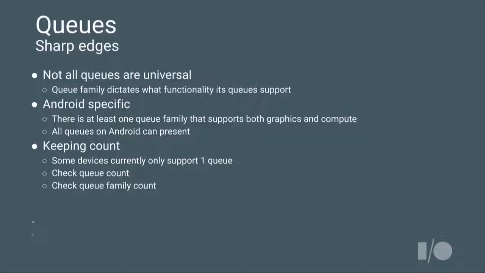And this almost goes without saying, but it's worth saying. You got to keep kind of precise counts on the queues. There are devices that only support one queue. So if a device supports one queue, it implicitly only has one queue family. So you want to check these properties before you start creating queues, because if you try to create more than one queue on a device that only supports one queue, you either get a hang or a crash.